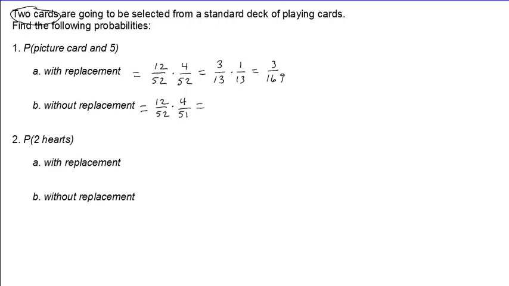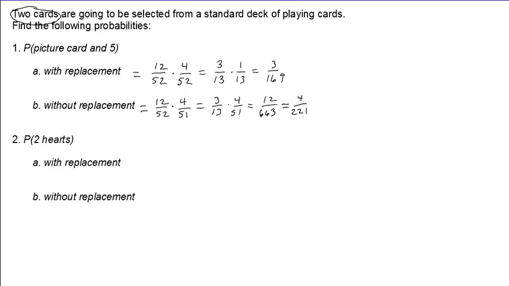So when I now multiply these fractions, 12 out of 52 reduces to 3 over 13. 4 out of 51 stays 4 out of 51. And I end up with 12 over, I need to multiply 13 times 51, and that turns out to be 663. And I can do just a little bit more reducing on that. 3 goes into 12 4 times, and 3 goes into 663 221 times.